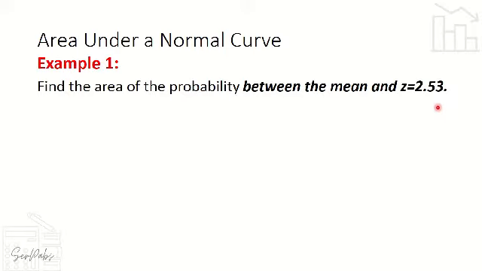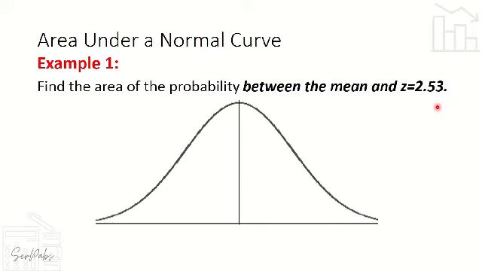So, first thing to do is to draw the normal curve. So, i-drawing mo na yung normal curve. Mag-drawing kayo ng bell-shaped curve. And then, locate our Z-score which is 2.53. So, ilo-locate muna natin yung mean and mean represent the zero part of our normal curve and that is the middle of the normal curve.